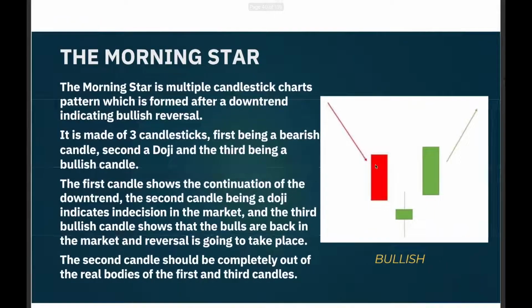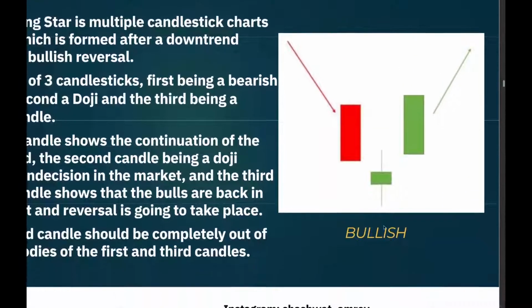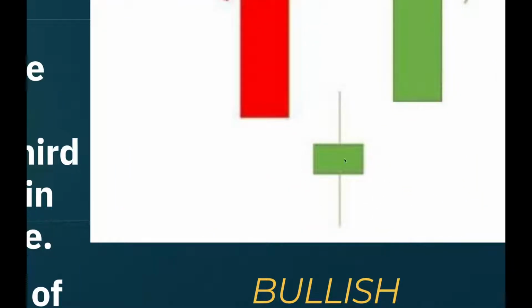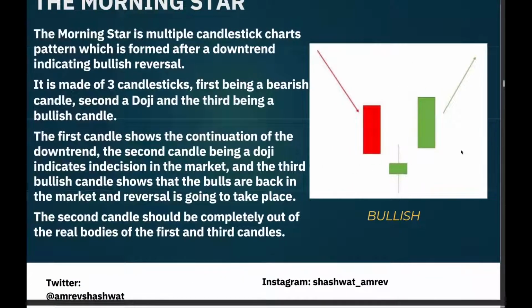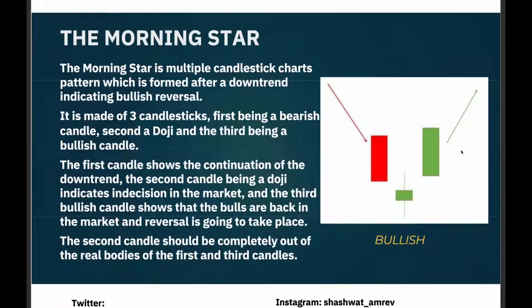Similarly, the morning star is like the bullish engulfing. See, a red candle and a green candle of the same size, and then there's a doji or a spinning top at the center. Whenever this is formed, it directly shows you a bullish move. The morning star is a multiple candlestick chart pattern formed after a downtrend, indicating a bullish reversal.